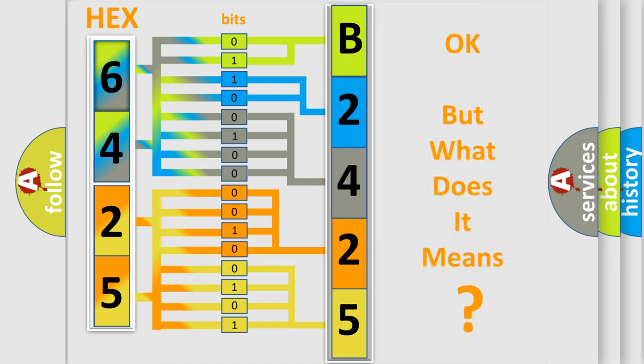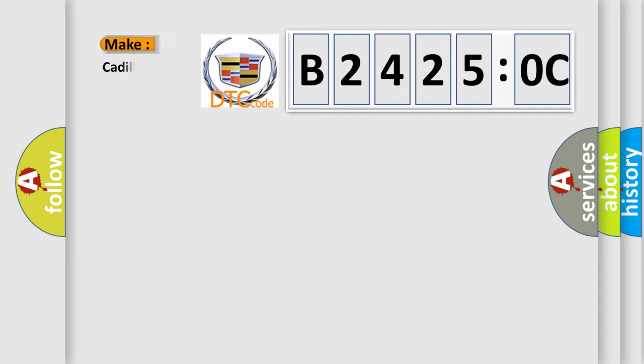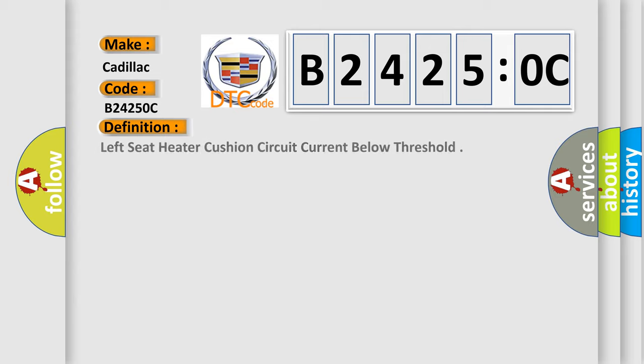The number itself does not make sense to us if we cannot assign information to what it actually expresses. So, what does the Diagnostic Trouble Code B2425-0C interpret specifically for Cadillac car manufacturers? The basic definition is: left seat heater cushion circuit current below threshold.